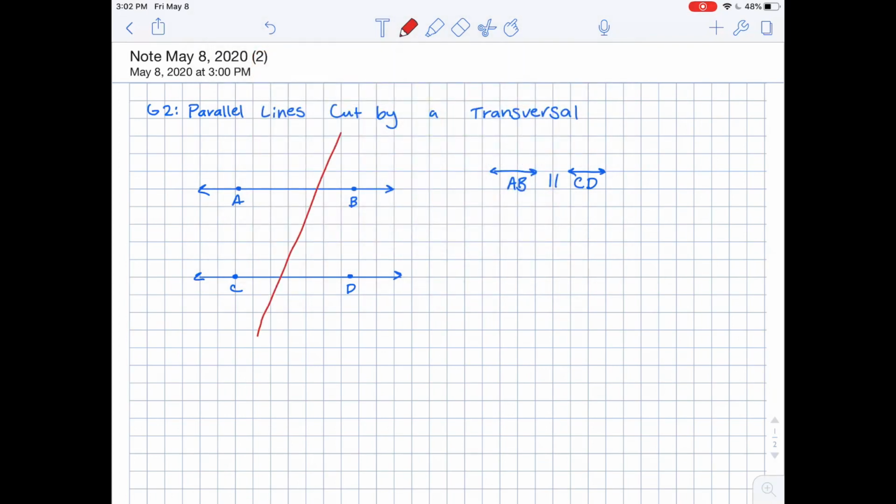A transversal is a line that intersects both of these parallel lines once. So we can call this X, Y. So line XY is our transversal.